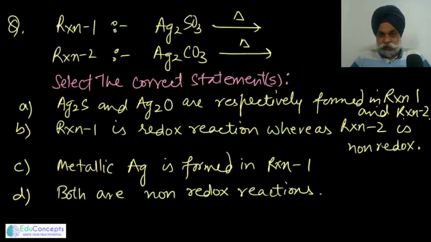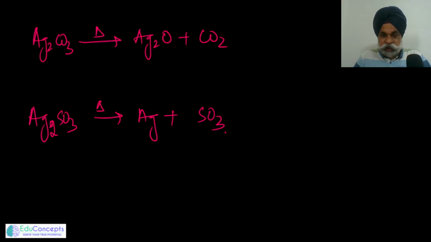This had been a question which I asked you in the previous video as a homework question, where you are being given two silver salts, sulfite and carbonate, which are to be heated. So in this particular question, what are the products being formed? Here you have to take into consideration that when you heat silver carbonate, you happen to get carbon dioxide, but in this case you would get silver.